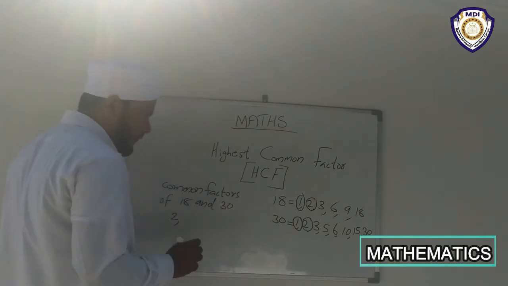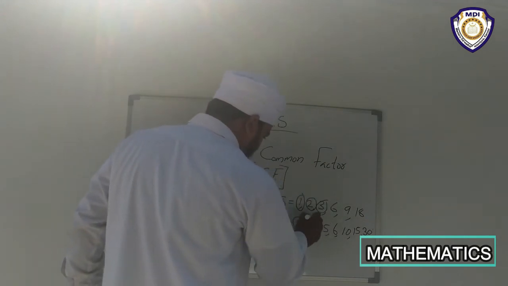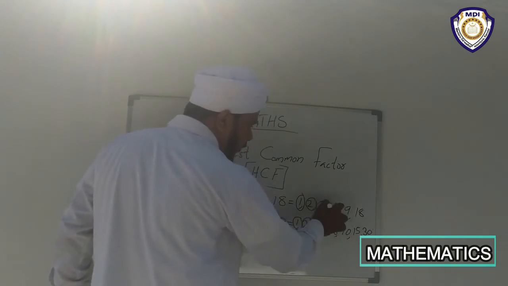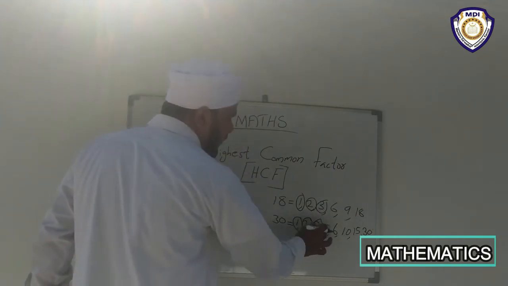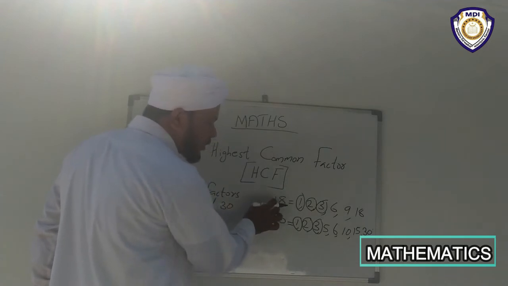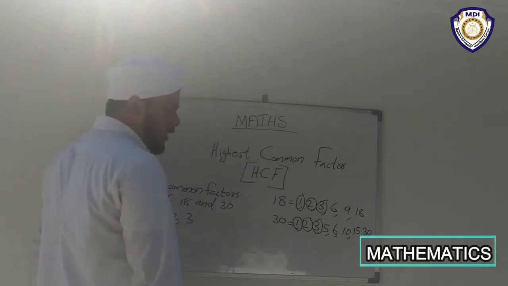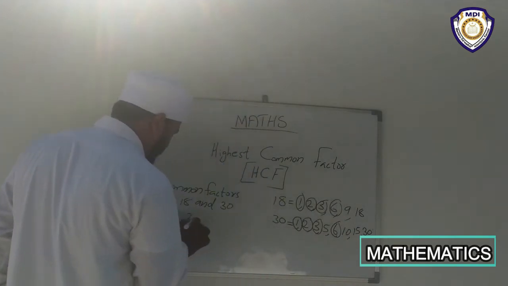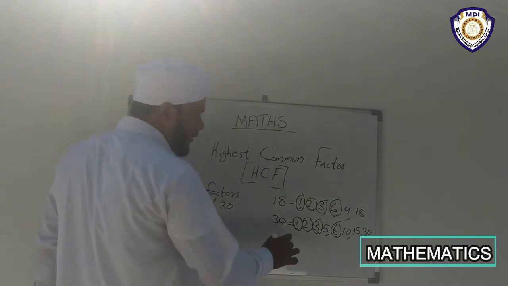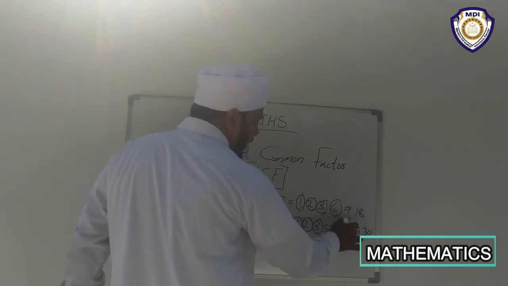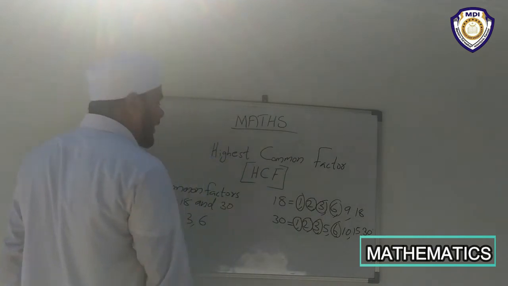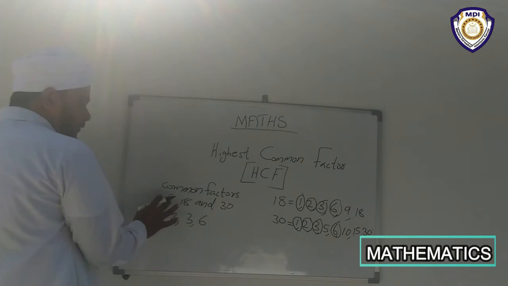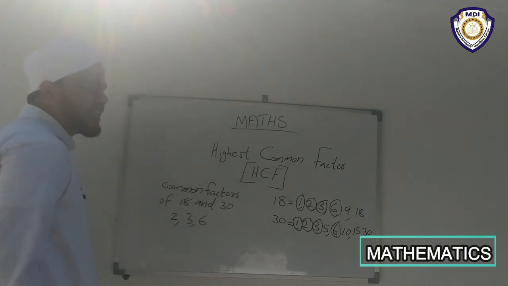Two, then 3, yes, 3 is the common factor. 5, no, 5 is not a common factor because 5 is only a factor of 30, not a factor of 18. Okay, so we can avoid 5. 6, 6 is the common factor of each. 9, no 9 here. 10, no 10 here. 18, no. Then the only 3 common factors are there when we consider the factors of 18 and 30.